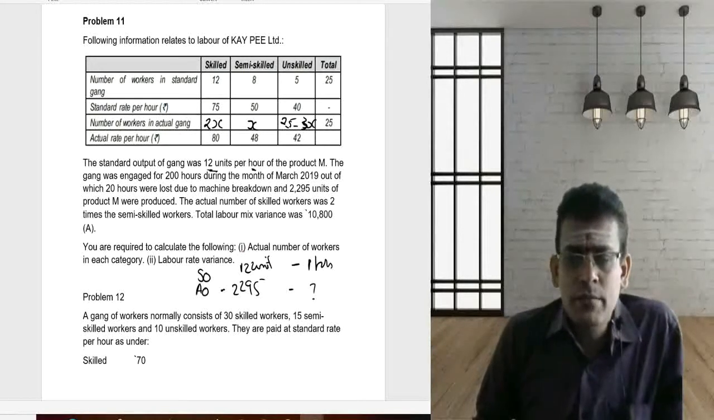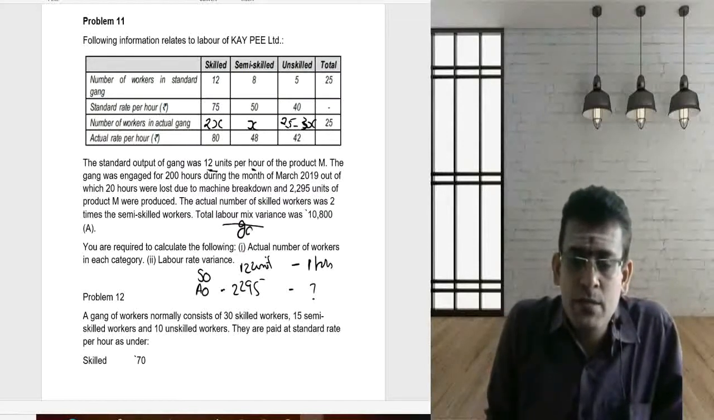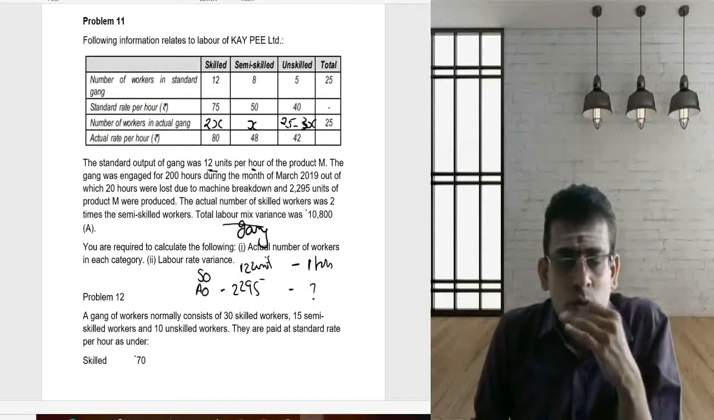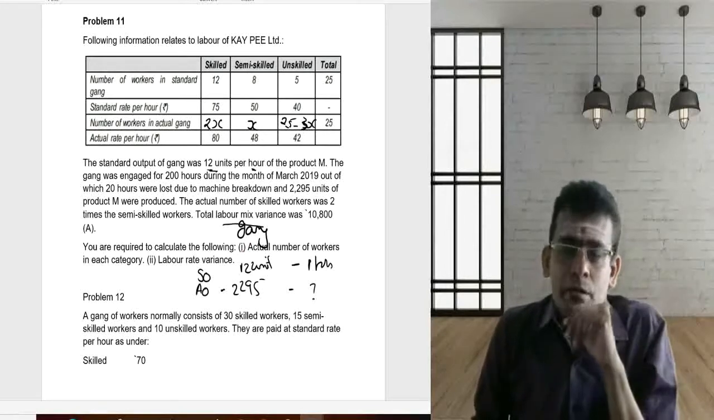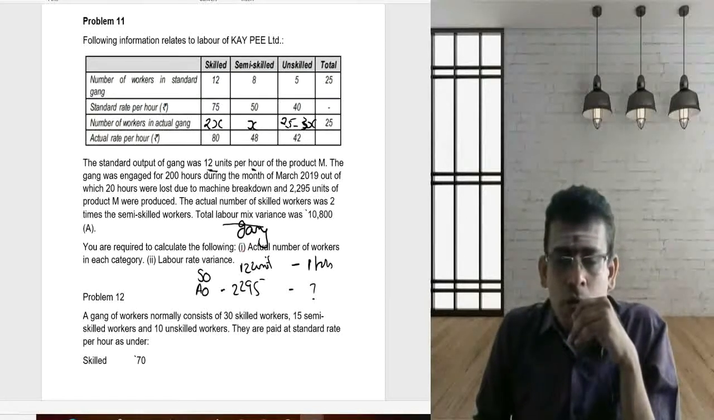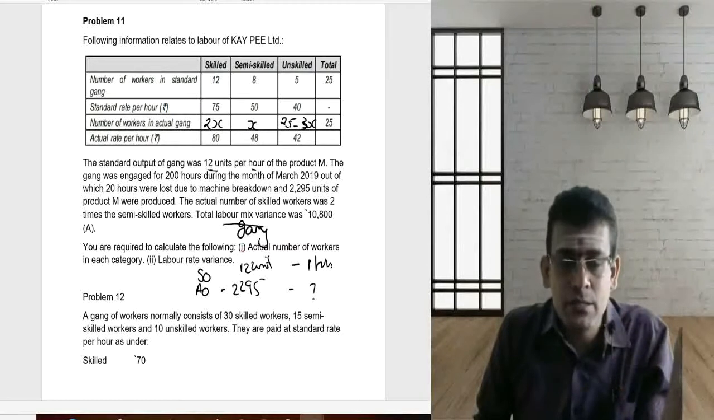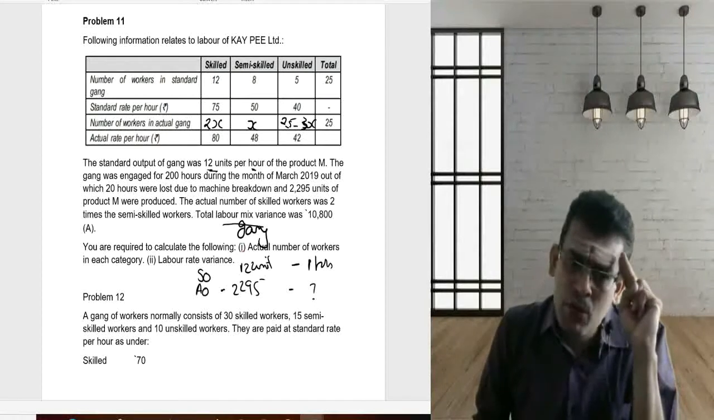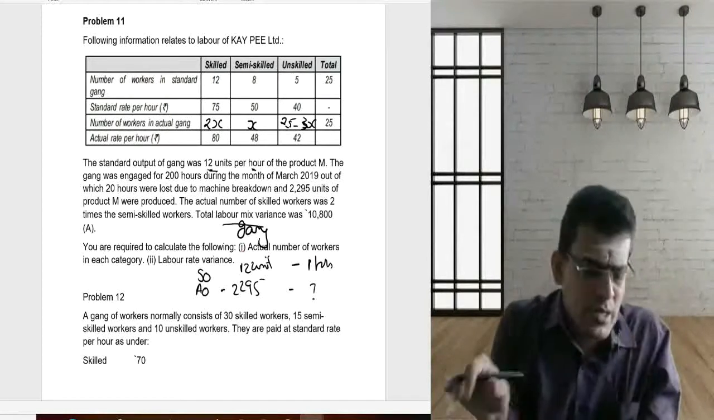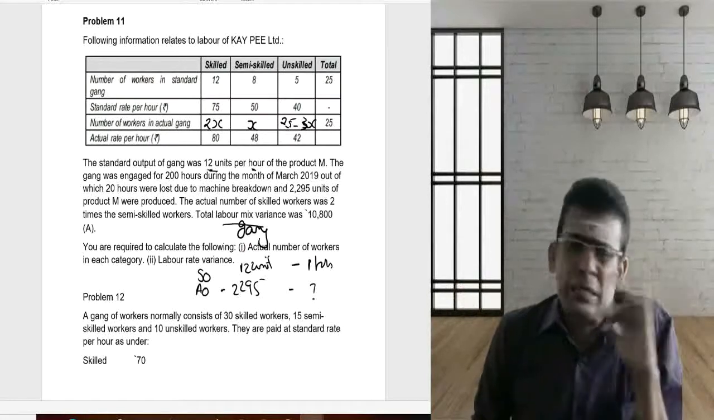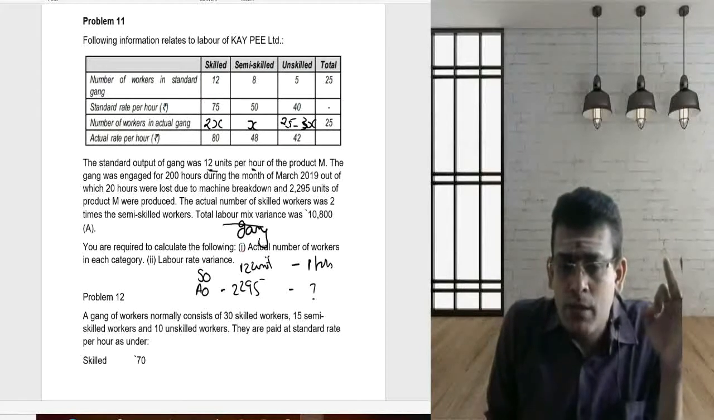Now, what is given? Total labor mix variance. What is the meaning of mix variance? The mix variance is something called the gang variance. Labor gang variance is 10,000 rupees. So the problem has given you the gang variance. Now, with this information, what is being asked? Actual number of workers in each category, and labor rate variance. You are required to calculate the following. Only 2 things: actual number of workers in each category, and labor rate variance. So only these 2 you are supposed to calculate. That's it. So this is the clue which is given.